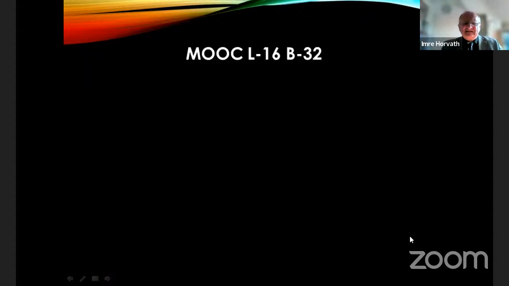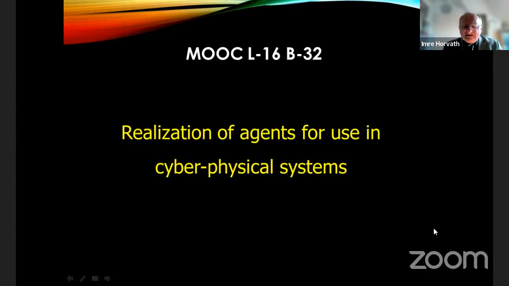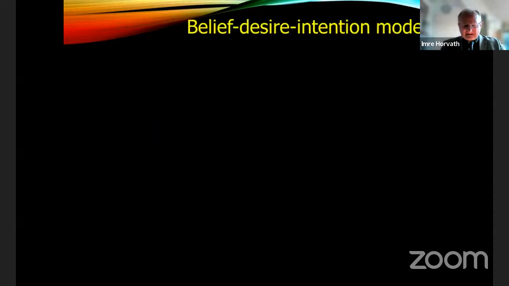So let's go to the next block, which is about realization of agents for use in cyber physical systems. It will be a little more on the practical side rather than the theoretical, methodological overview I presented just a minute ago. If we consider the realization of computational agents in cyber physical systems, there is a thinking framework we have to know and be aware of and even use, because several tools we can use for agent development are centered around this particular conceptual model.